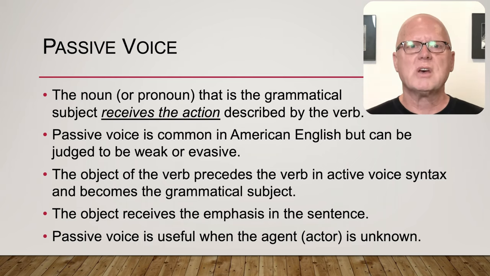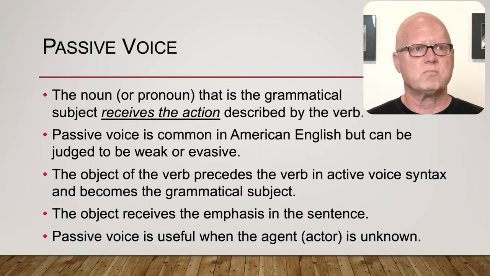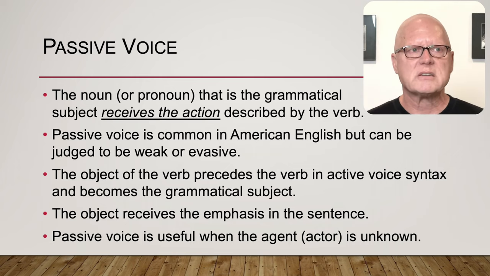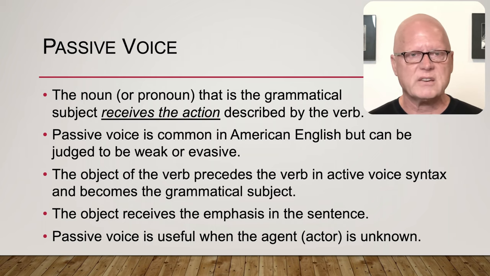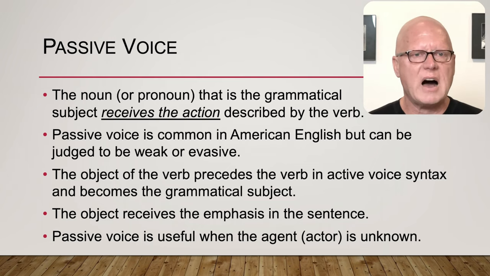And that's because in passive constructions, the actor, what I expect to be the subject of the sentence, is not clearly identified, or is included later in the sentence, or may be omitted from the entire sentence. The actor may not be identified. In passive constructions, the object of the verb receives the emphasis, and usually this object precedes the verb itself.